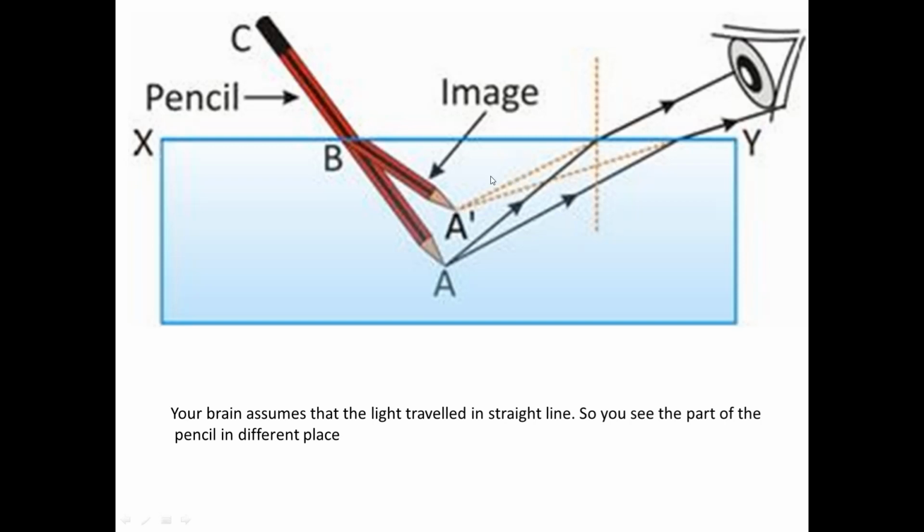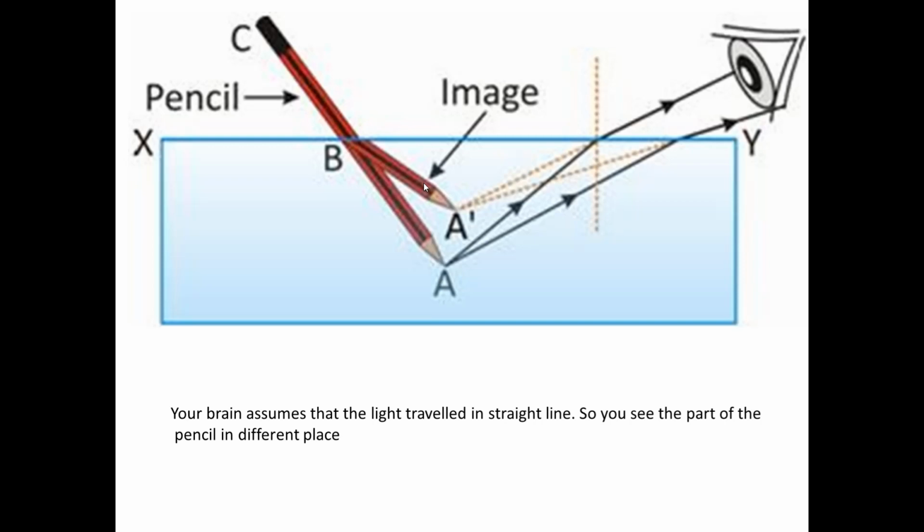Okay, so when these two rays meet each other at this place, of course the place of the pencil will change. So we see that part of the pencil is clear, and the second part is at a different place. Why? Because of the refraction of light.